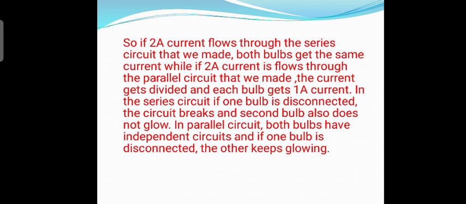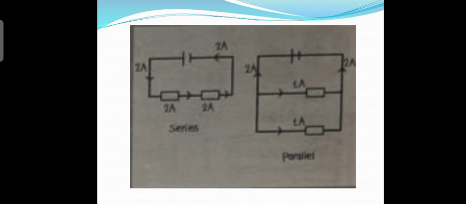So, if 2 ampere current flows through the series circuit that we made, both bulbs get the same current, while if 2 ampere current flows through the parallel circuit which we made, the current gets divided and each bulb gets 1 ampere only. In the series circuit, if one bulb is disconnected, the circuit breaks and the second bulb also does not glow. While in parallel circuit, both the bulbs have independent circuits, and if one bulb is disconnected, the other keeps glowing. You can understand this concept in an easier way by seeing this picture.